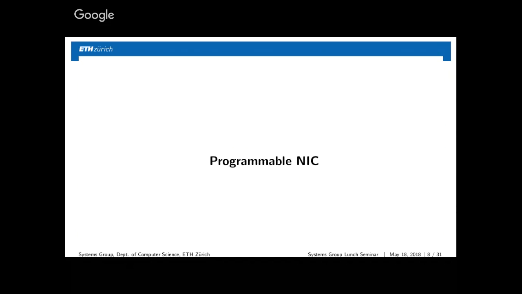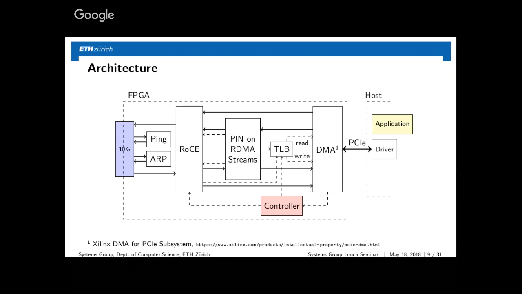Okay. So with that, I would like to go to the next part where we look at the programmable NIC, which is implemented based on FPGA. And first, just an overview of the architecture. So we have an FPGA which has a 10G Ethernet interface, and then directly we have connected a RoCE stack which implements RoCE v2. So we have IPv4 and UDP, and we have some helper modules for ping and address resolution.